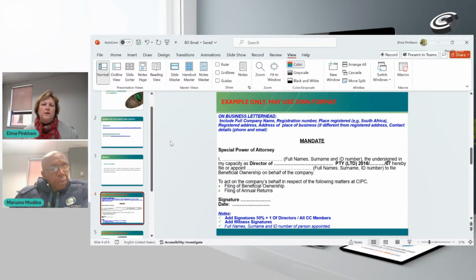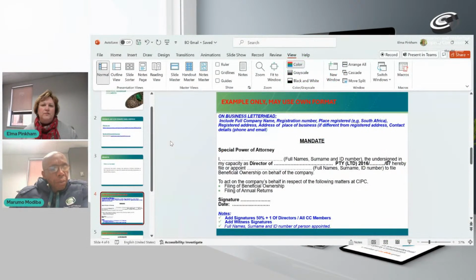It must include, as part of the letterhead, the full name of the company, the registration number, the place where it is registered, for example, South Africa, and the registered address of the company. In case it differs from the place of business, then the place of business address must also appear, and then the contact details like the phone and email address of the company.